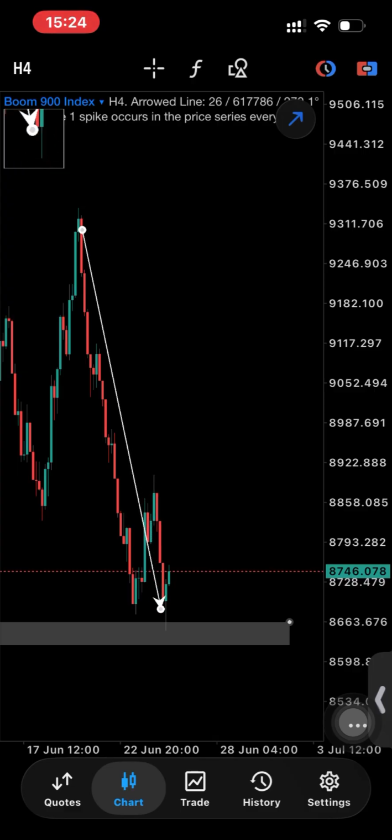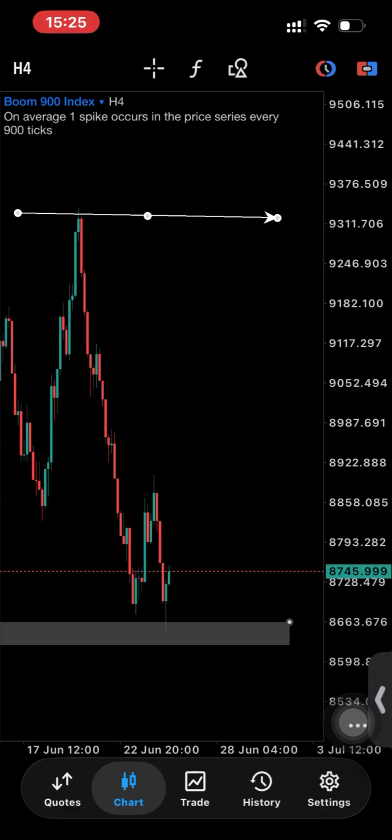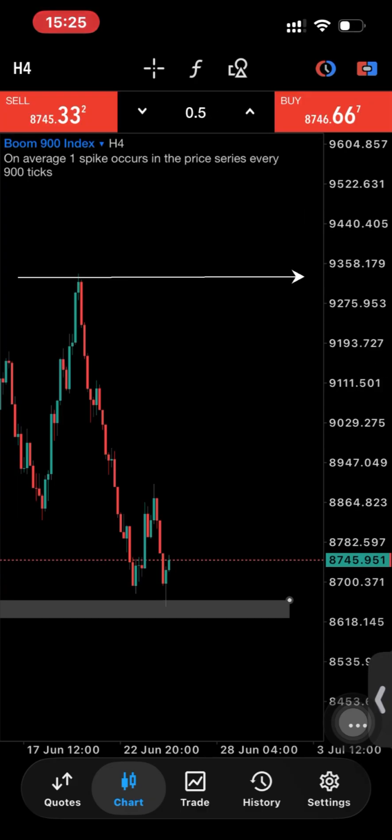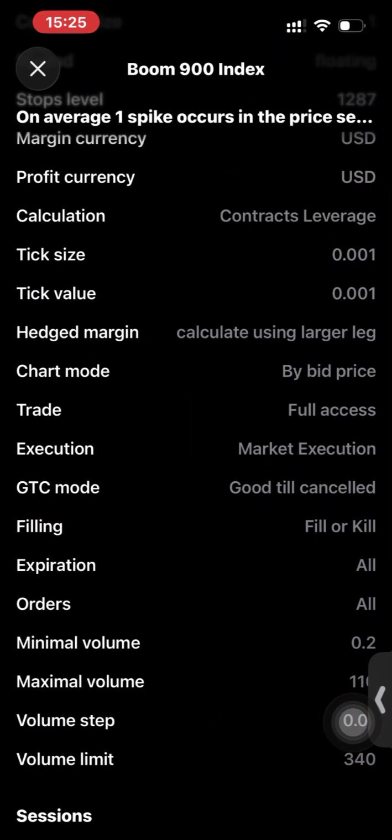This is also the W formation. We all know what W's do. They always come to the top side, but obviously since we're just trying to grow this account and scalping, we're not going to wait for it to grow or reach the top side.